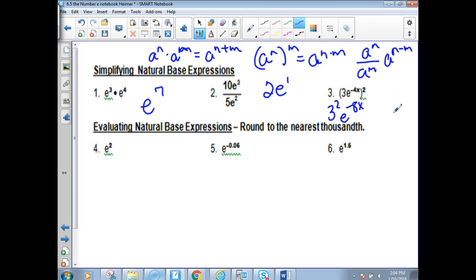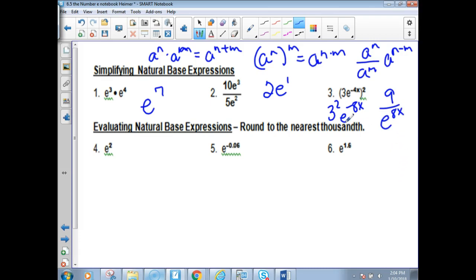And then you need to evaluate and move any negative exponent. So 3 to the 2nd is 9. It is not a negative exponent, so it should stay in the numerator. And then e to the negative 8x would go to the basement and become positive 8x.